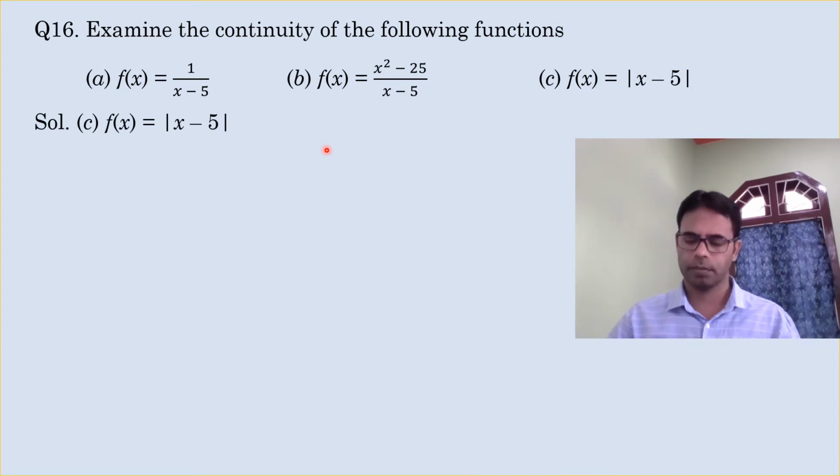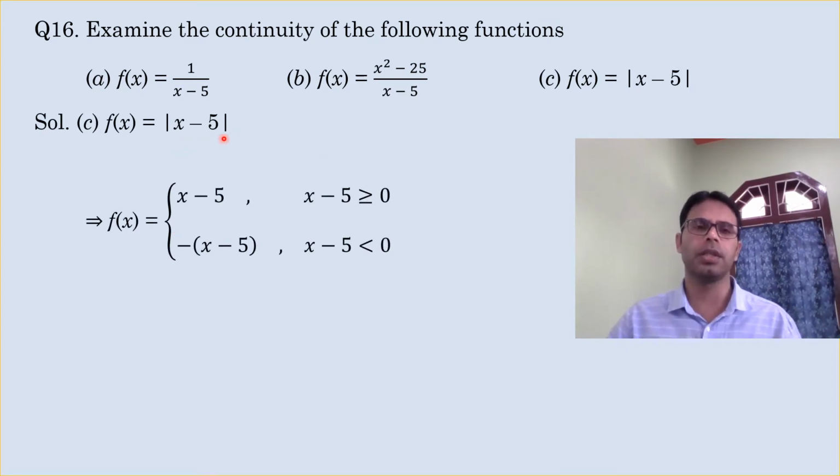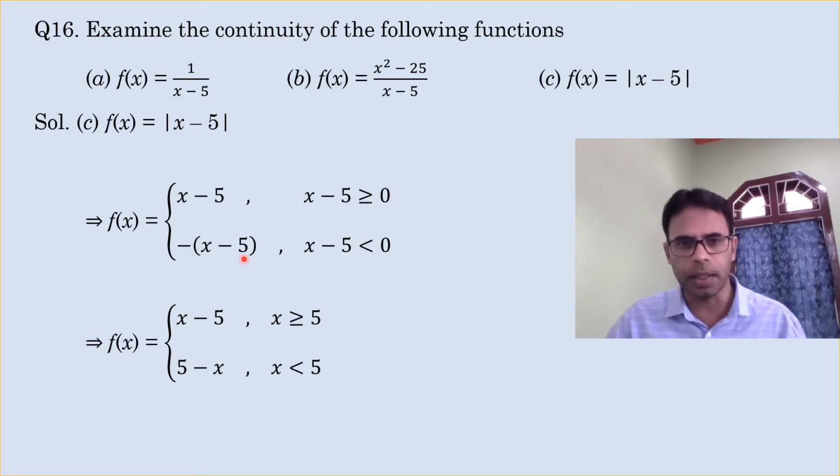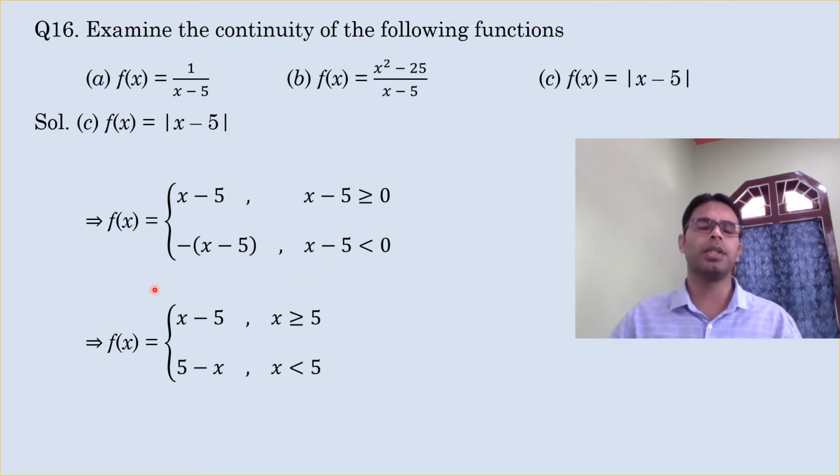So we take the function f(x) equal to mod of x minus 5. It will be the same, x minus 5, if x minus 5 is positive, and it will be minus of x minus 5 if x minus 5 is negative, by the definition of the modulus function. You know this. So the simplified form will be f(x) equal to x minus 5, where x is greater than or equal to 5, and after multiplying by the minus sign, it is 5 minus x, where x is less than 5. So now this is our function, and we already solved these types of questions in the earlier videos.